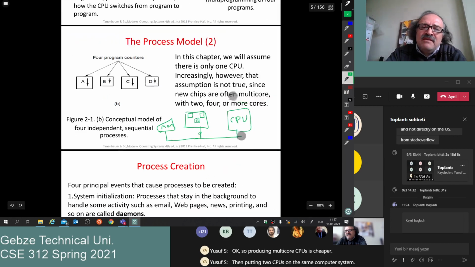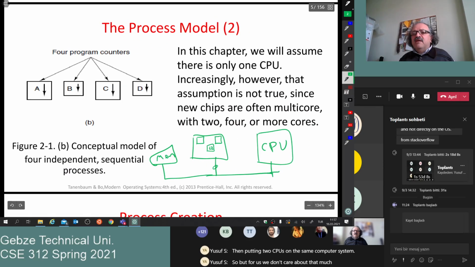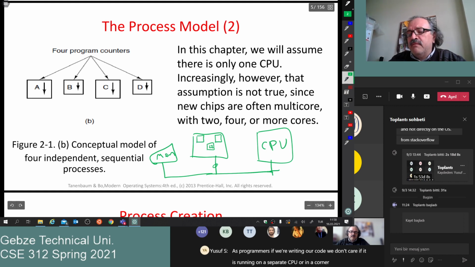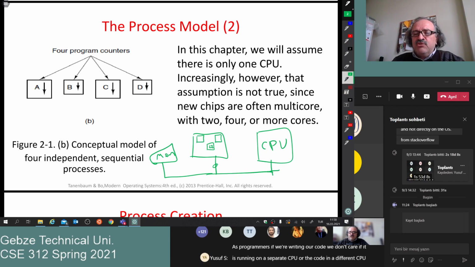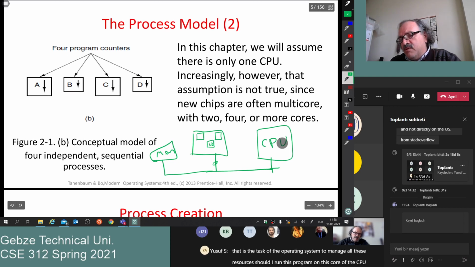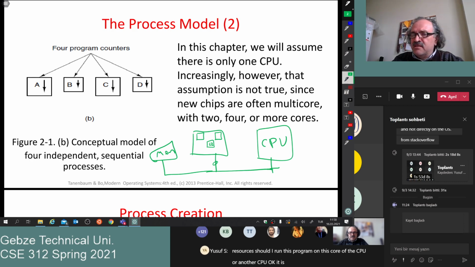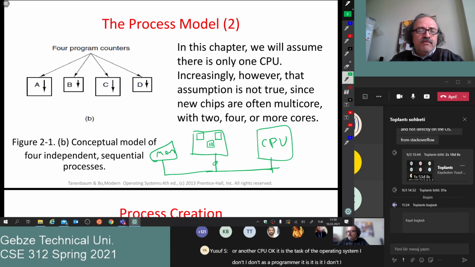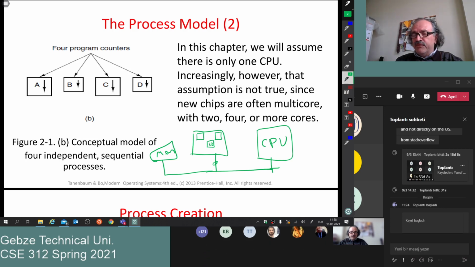But for us as programmers, we don't care about them much. If we are writing our code, we don't care if it is running on a separate CPU or on a core of a different CPU. It is the task of the operating system to manage all these resources. Should I run this program on this core of this CPU or another CPU? It is the task of the operating system. As a programmer, I don't care. I don't want to know. That's too complicated for me. So it is CPU management. This is possible because of the idea of processes and threads.